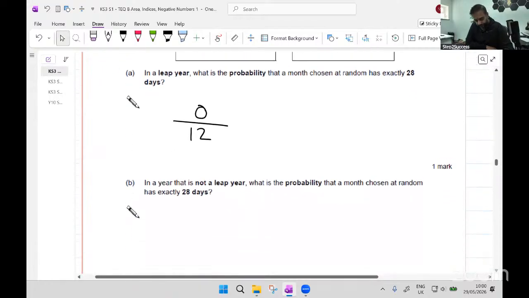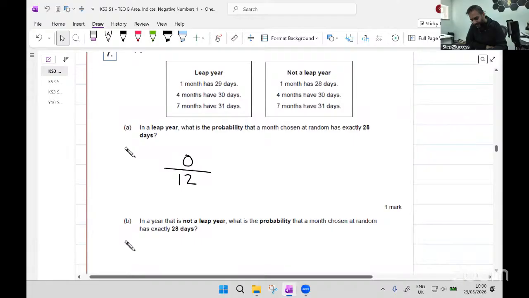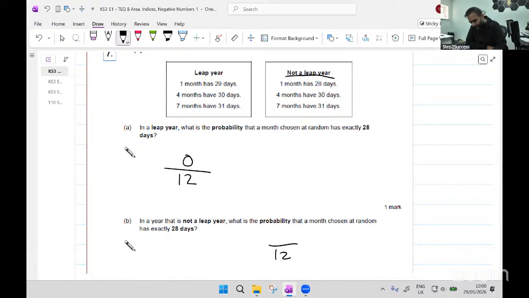In a year that's not a leap year, what is the probability that a month chosen at random, so once again out of 12, has exactly 28 days? One month has 28 days. The others have more, so it is 1 out of 12.